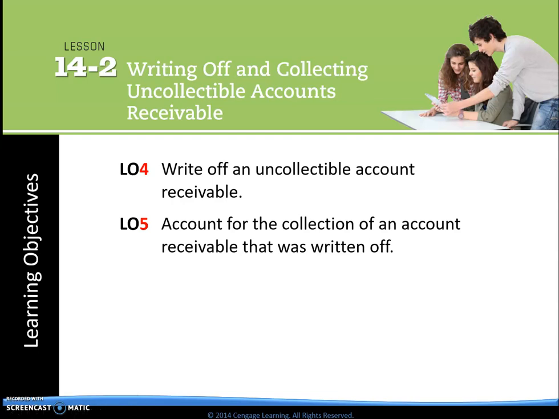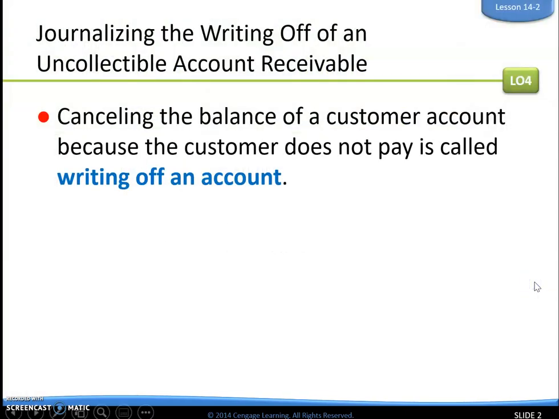Okay, lesson 14.2 is about writing off and collecting uncollectible accounts receivable. So we have two objectives. You need to be able to write off an uncollectible account receivable, and you need to be able to account for the collection of an account receivable that was written off.